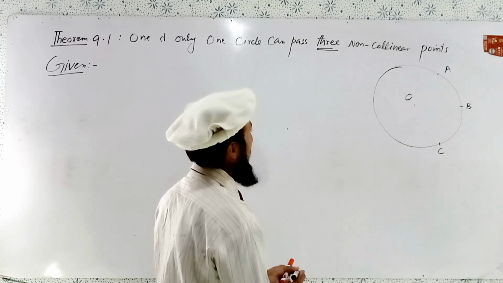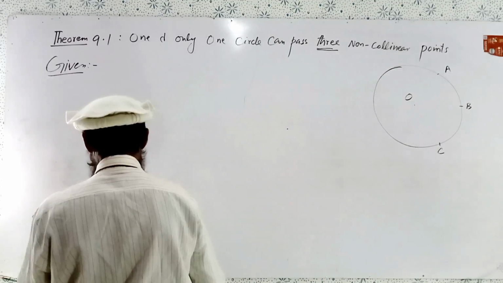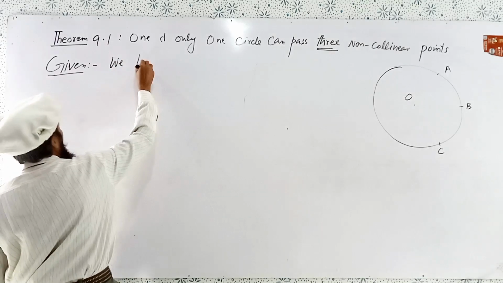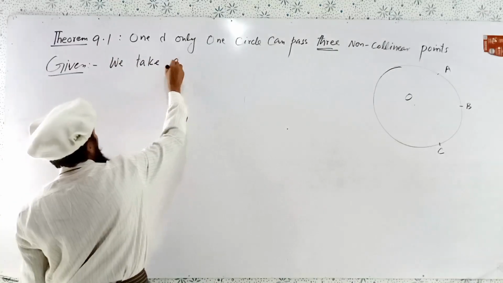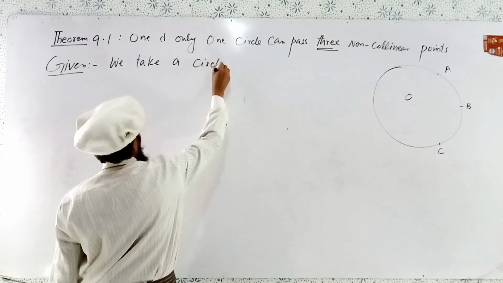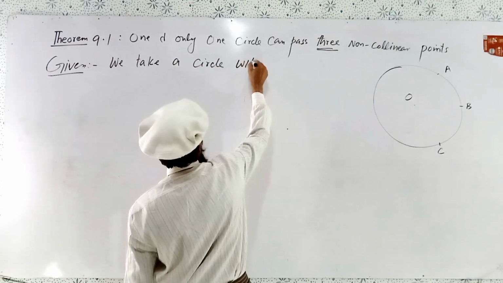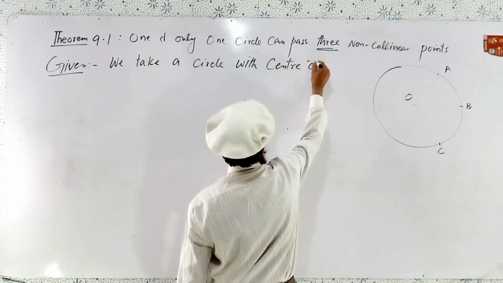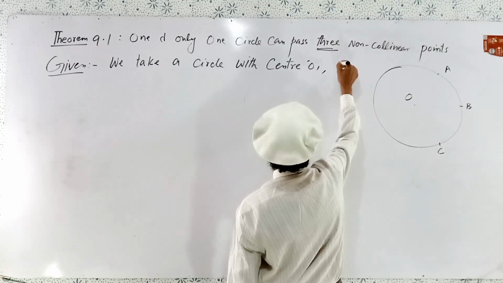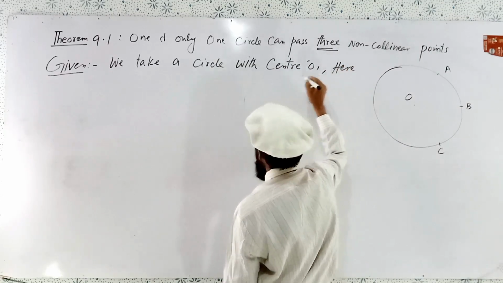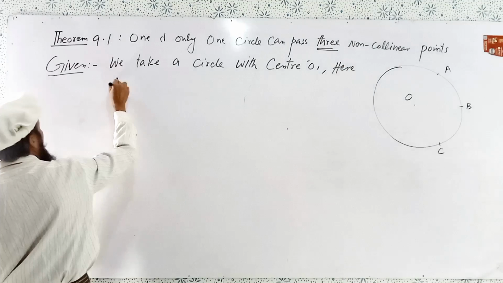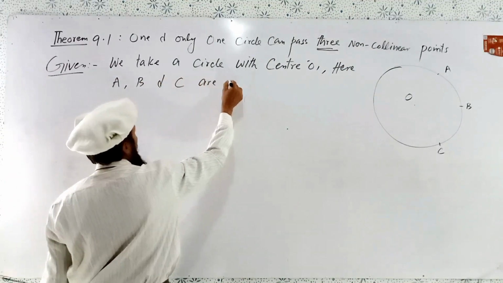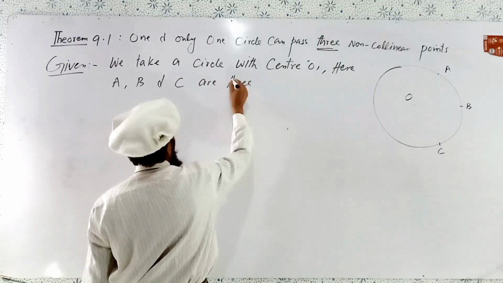We write the given statement: here we take a circle with center O. Here A, B and C are three non-collinear points.